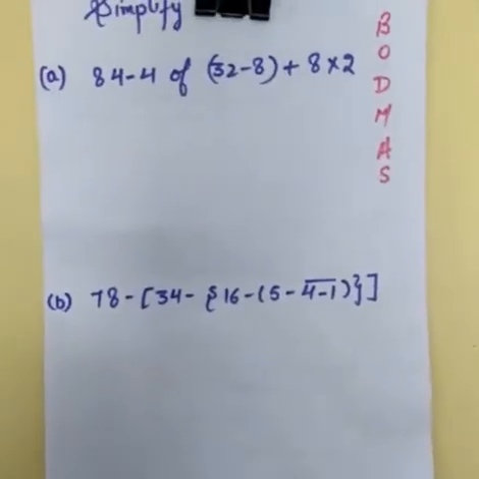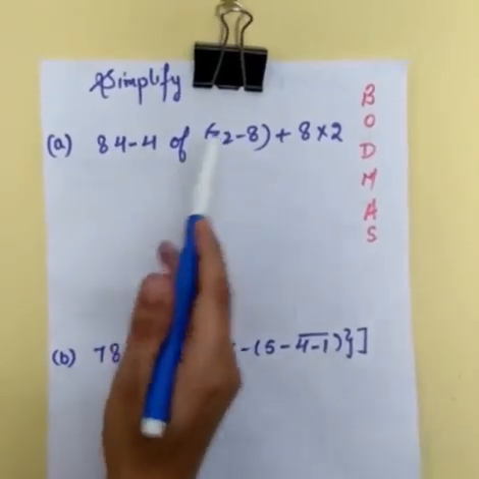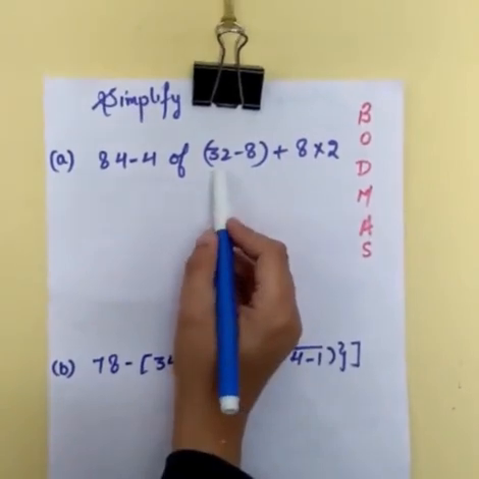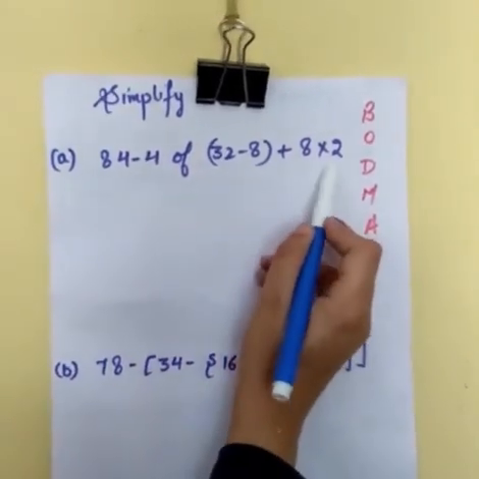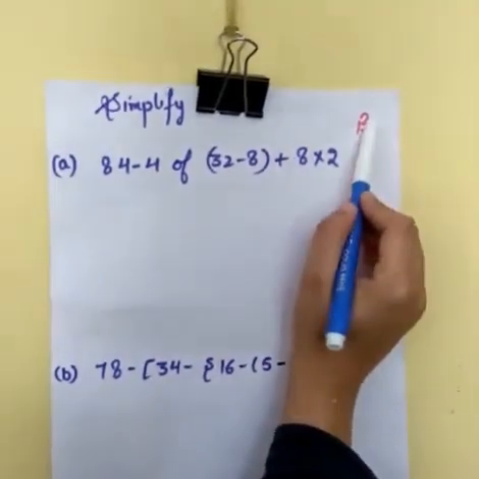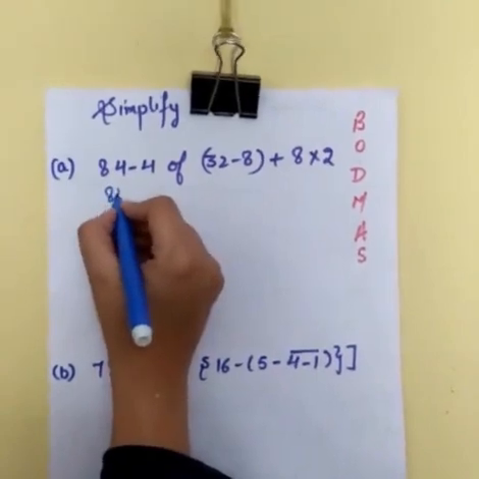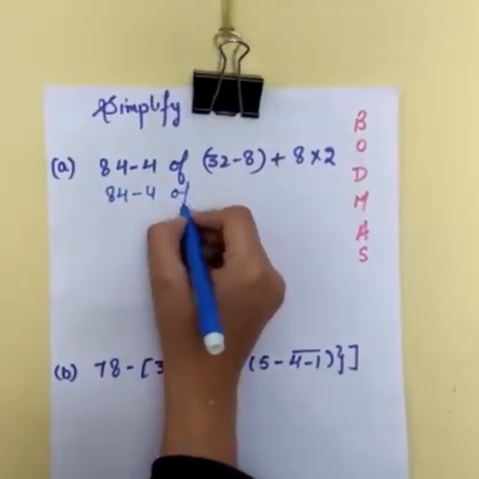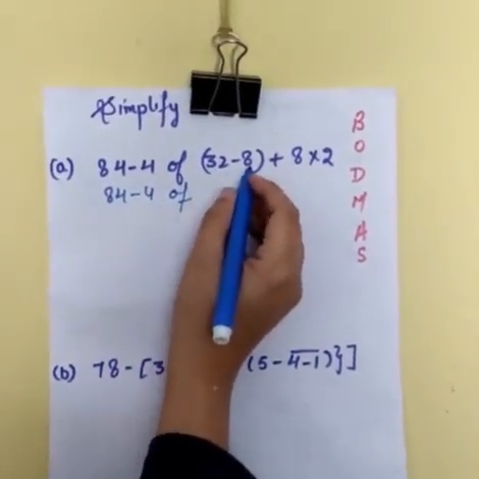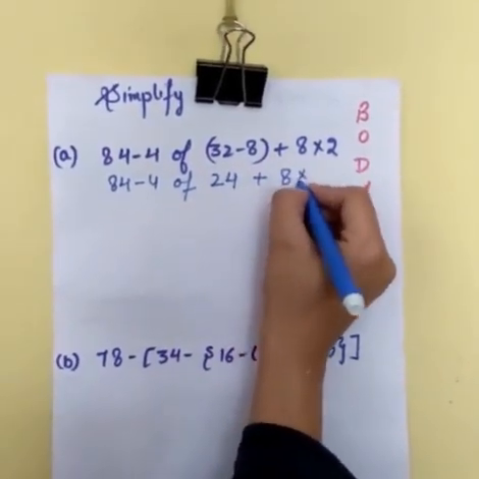So let's solve question number 1, that is 84 minus 4 of, round bracket, 32 minus 8, plus 8 multiplied by 2. Here firstly we will solve brackets. The bracket is a round bracket here, so we will solve it first. 84 minus 4 of, and 32 minus 8 will be 24. So we will write 24 here and plus 8 multiplied by 2.